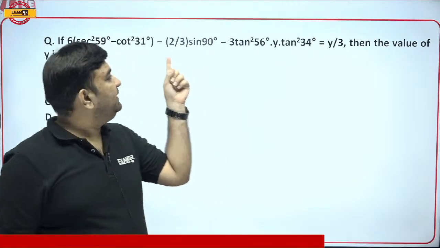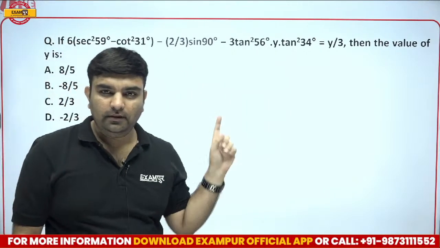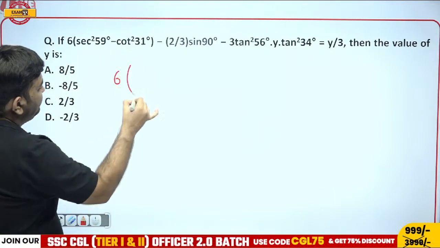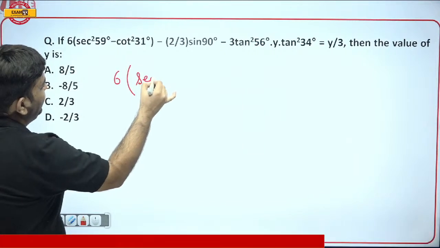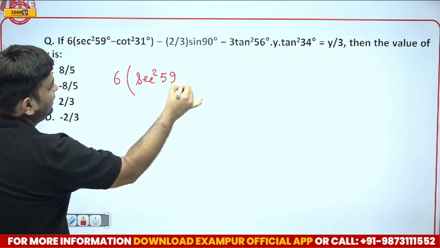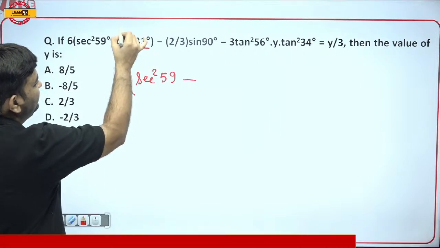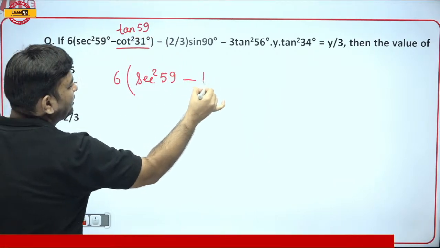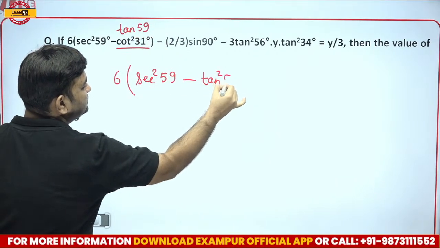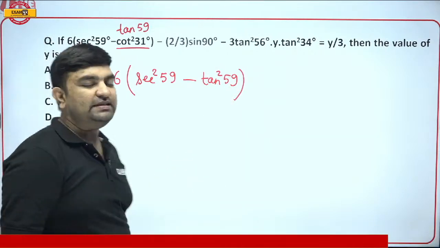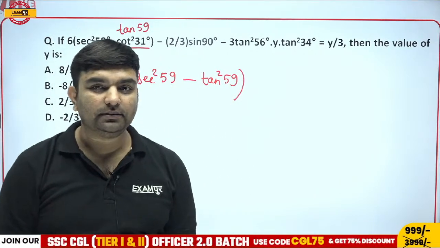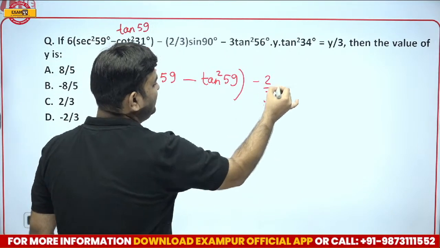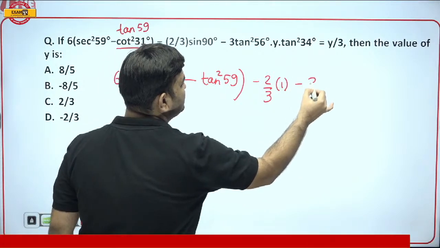Guys, you know that identity with sec and tan. So apply identity and complementary together. I'm writing cot 31 as tan 59. It's a complementary pair. Minus 2 by 3. Sin 90 is 1. Minus 3.